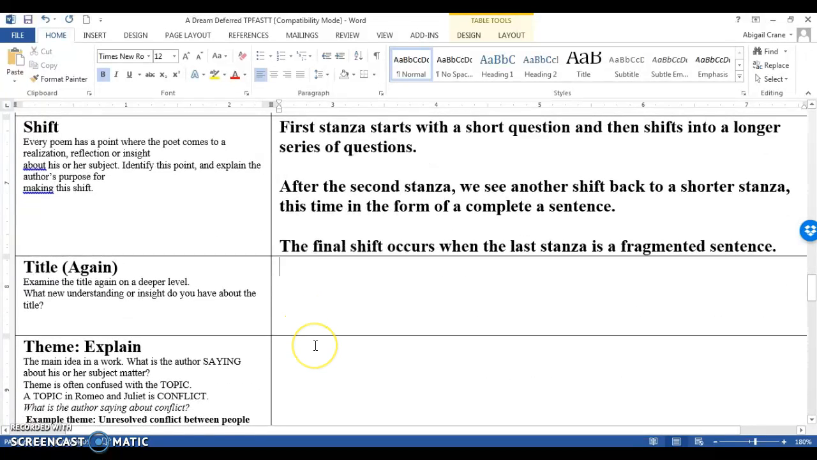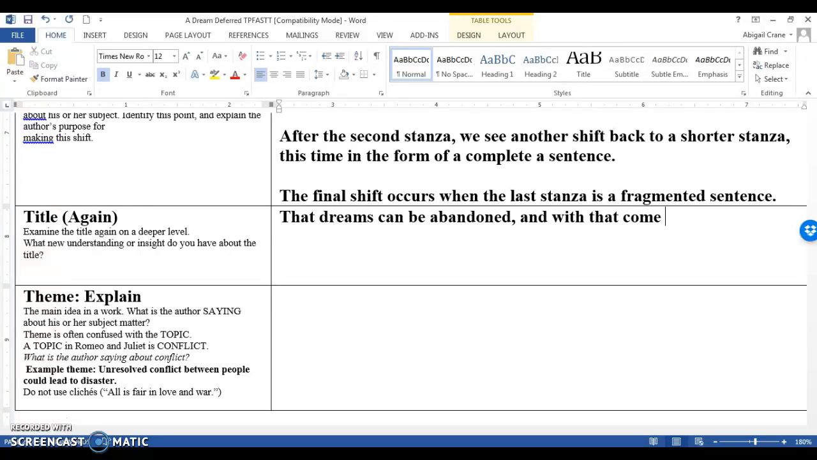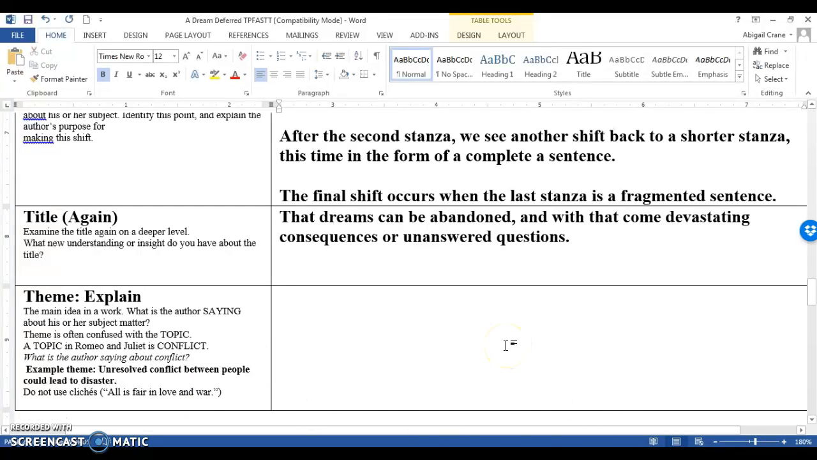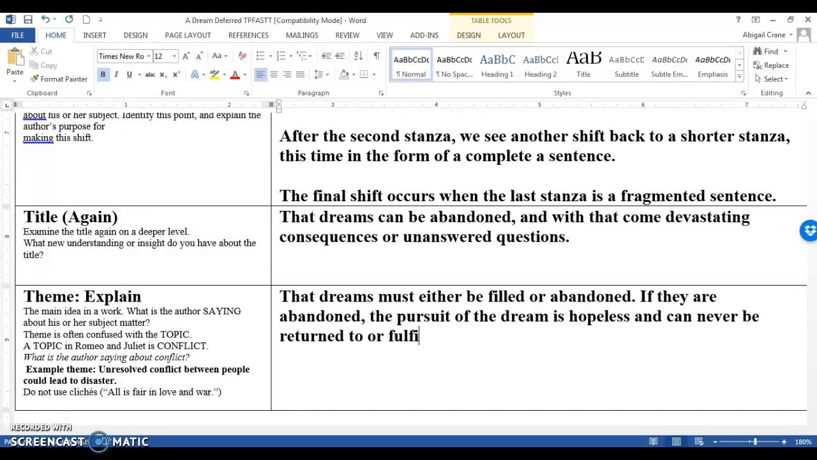So now that we've broken down and analyzed the poem, what does the poem really mean? A dream deferred. Dreams can be abandoned, and with that come devastating consequences, or you could even say unanswered questions. So what lesson do we take away? What's the theme here? That dreams must either be fulfilled or abandoned. If they are abandoned, the pursuit of the dream is hopeless and can never be returned to or fulfilled, right? Definitely the emphasis that Hughes is trying to make about dreams that are abandoned.